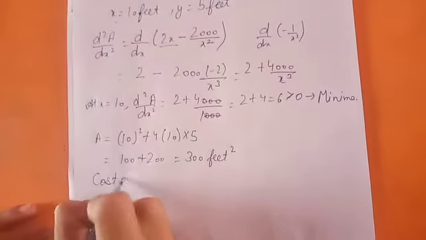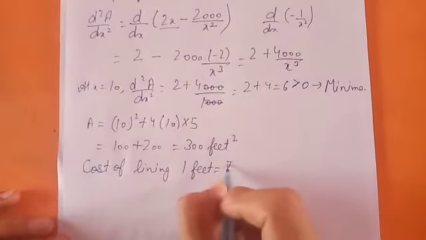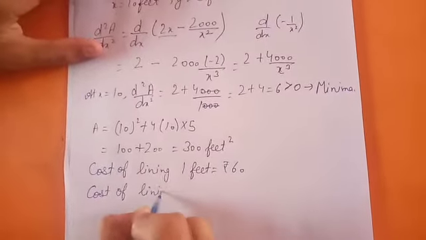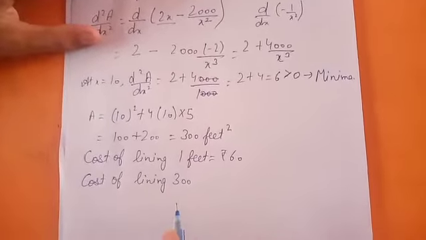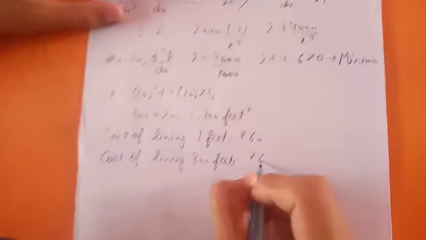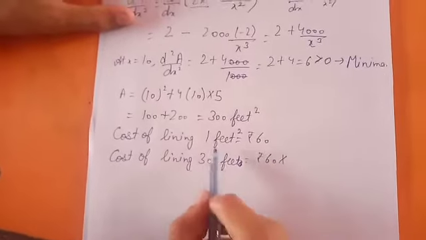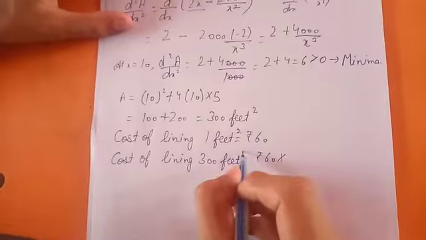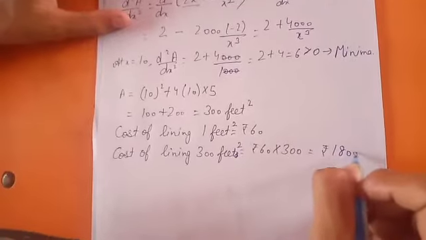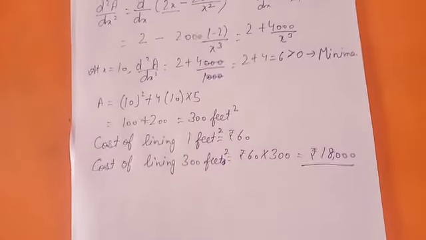Now the cost of lining 1 feet square is rupees 60, and the cost of lining 300 feet square will be 60 into 300, that will be rupees 18,000. Hence your result. It was an easy question. I hope you have understood it.